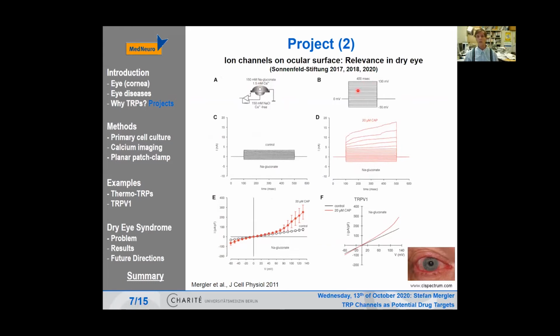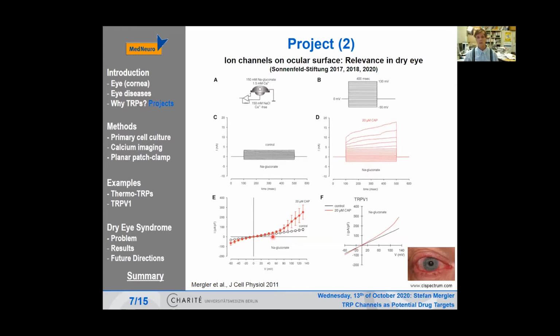And here's a protocol. It's a typical protocol for TRP channel activation, depolarization from -60 to +130 millivolts. This is under control condition, and this is after application of capsaicin, which is a known TRPV1 channel agonist. As you know, there are some leak terms, but nevertheless, we can see clearly outward rectifying currents and some inward rectifying currents, which is typical for TRP-like channel current.